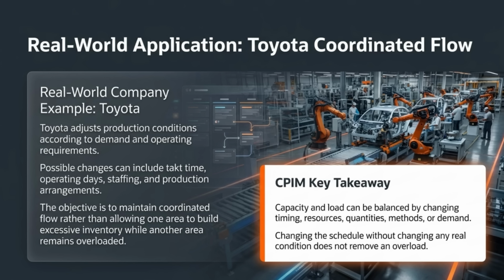The objective is to maintain coordinated flow rather than allowing one area to build excessive inventory while another area remains overloaded. CPIM key takeaway: capacity and load can be balanced by changing timing, resources, quantities, methods, or demand. Changing the schedule without changing any real condition does not remove an overload.